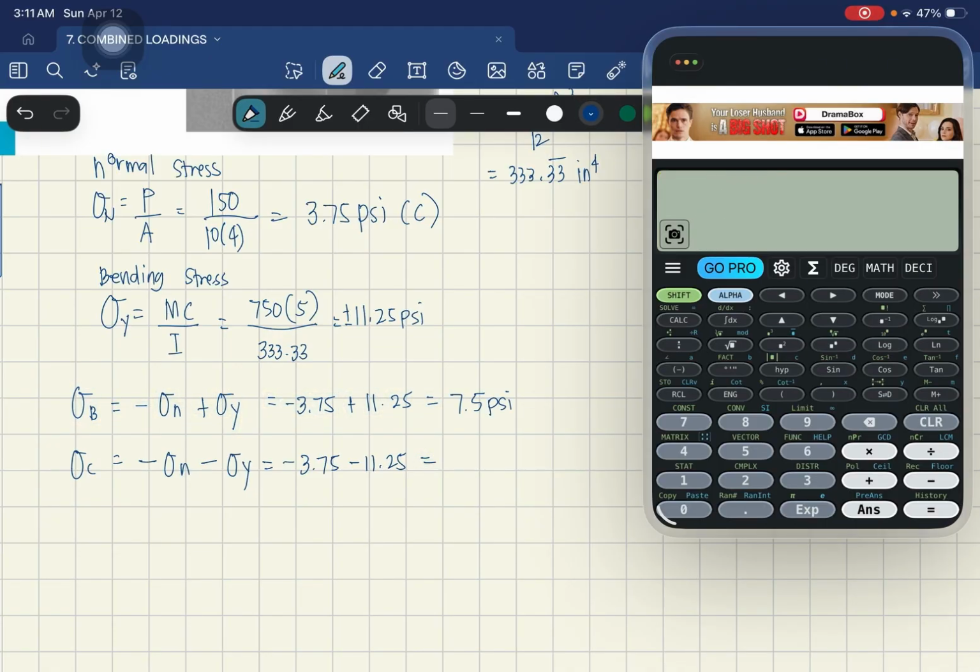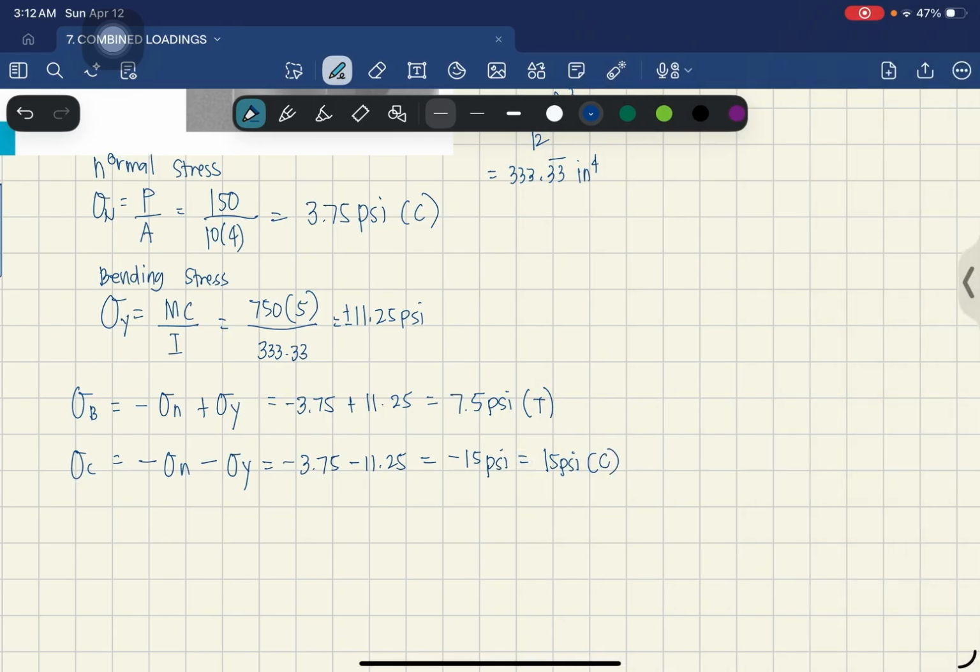Then, for stress naman at point C, negative 3.75 minus 11.25. So, we get negative 15 PSI. Ito, yung tension kasi positive yung lumabas. While stress at point C, 15 PSI compression. So, ito na yung final answer natin, class.